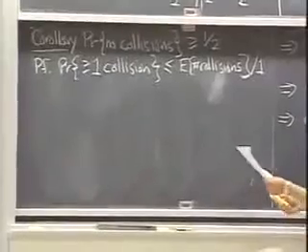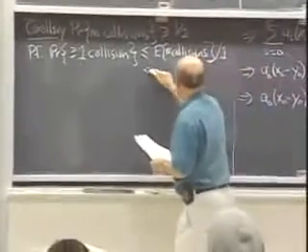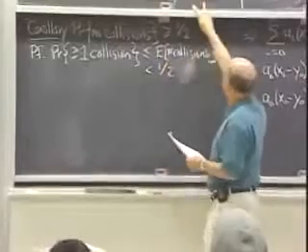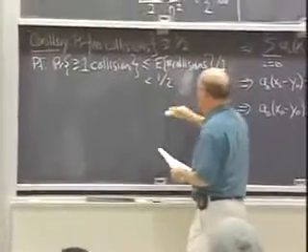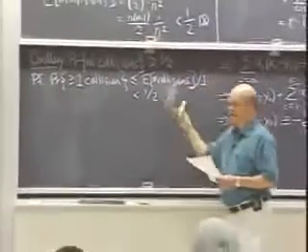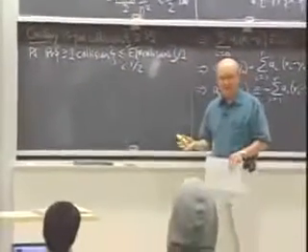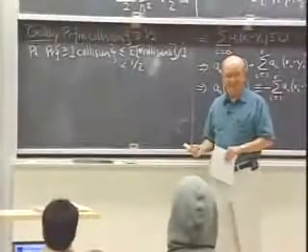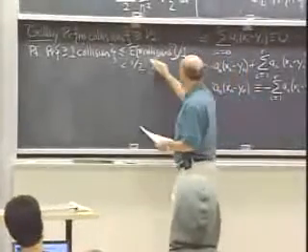Okay? And that is, by Markov's inequality, less than, by definition of expected number of collisions, which we've already shown, less than a half. So the probability of at least one collision is less than a half. The probability of 0 collisions is at least a half. Okay? So we're done here.